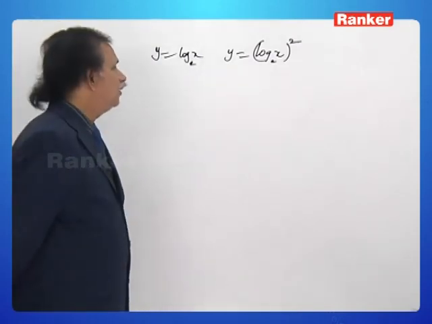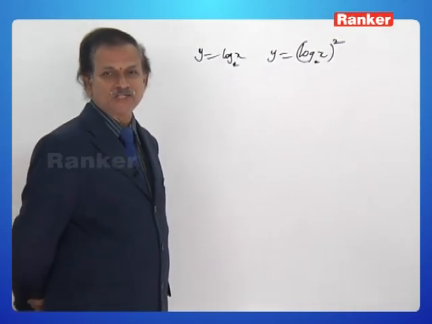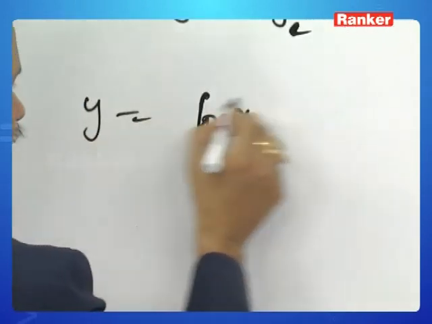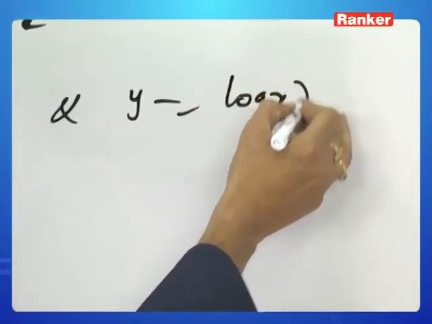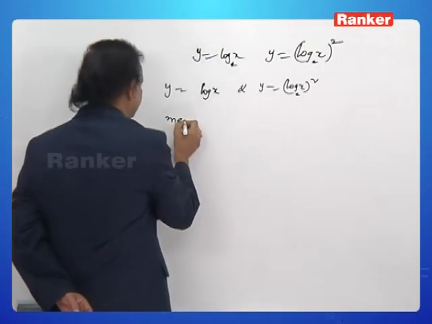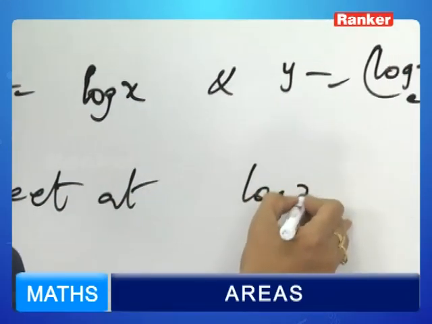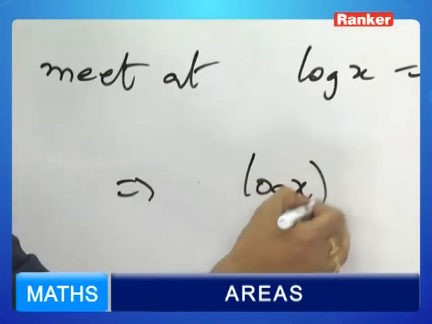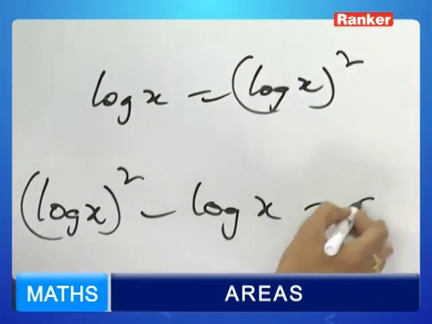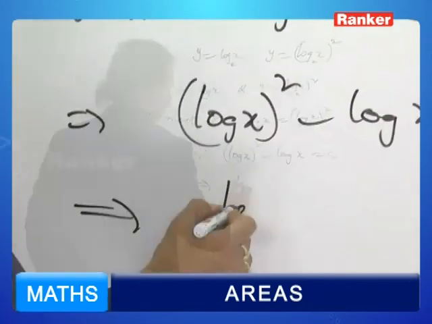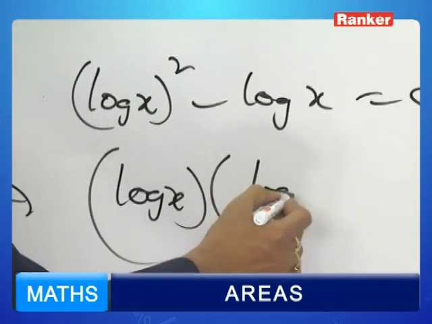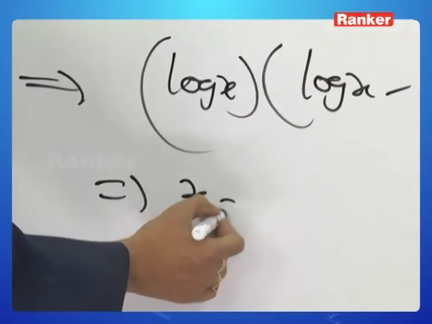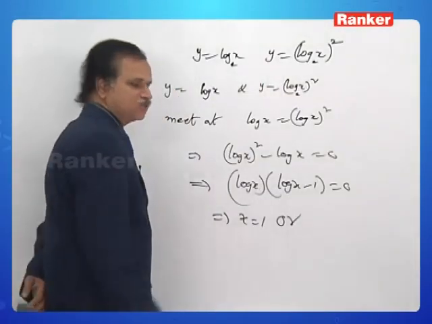Well, first of all, where do they meet? It is essential. y is equal to log x to the base e and y is equal to log x whole square meet at log x is equal to log x whole square. Log x whole square minus log x is equal to 0. Log x into log x minus 1 is equal to 0. If this is 0, x is 1. If this is 0, log x is 1 means x is equal to e.